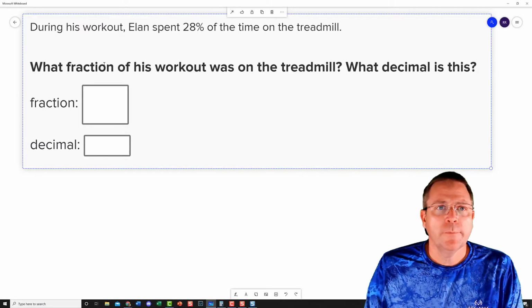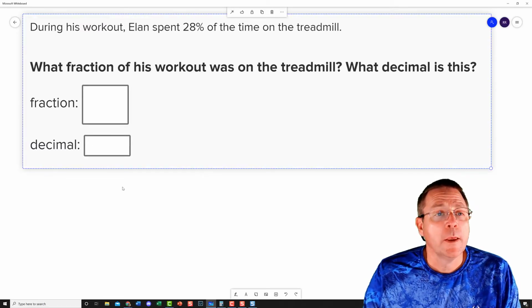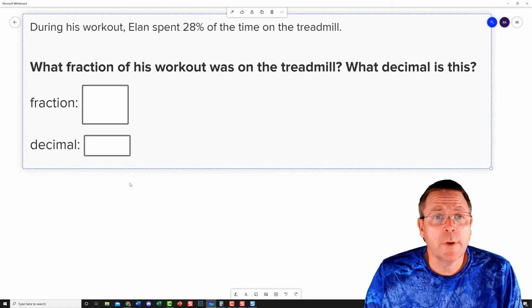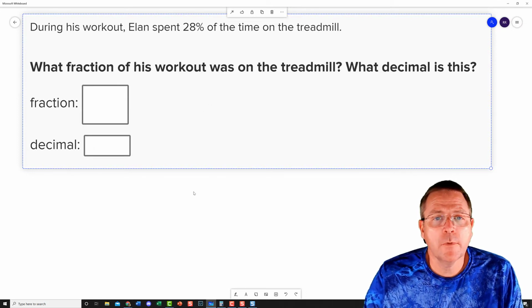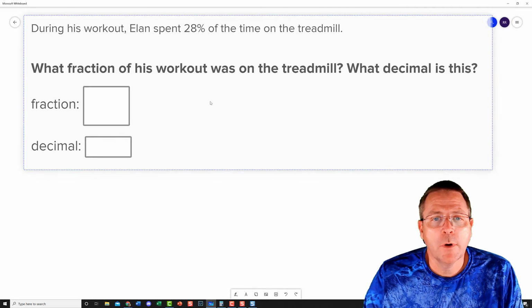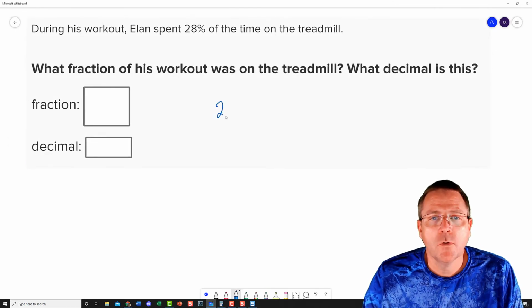Did you finish it? Let's see what I do here. During his workout, Alan spent 28% of his time on a treadmill. What fraction of the workout was this? And what decimal is this? Well, for starters, I'm going to put in my 28% as being 28 over 100.